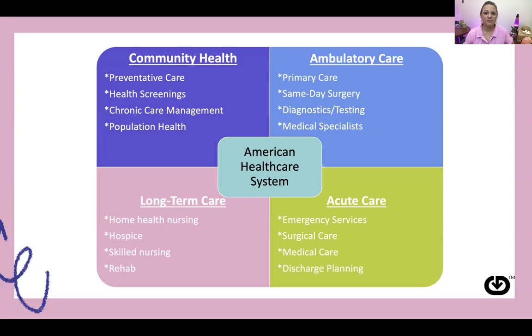Long-term care is for patients who have long-term chronic needs, things like home health nursing, hospice, skilled nursing, also known as nursing homes, and acute rehab facilities. And then finally, acute care. This is your emergency services, your medical and surgical care, as well as discharge planning from the hospital. Now, you can imagine that acute care is probably the most expensive resource of our American healthcare system. And we're really trying to move towards more community health, more ambulatory care, as they are much more cost-effective ways to care for people. Not to mention we keep people healthier that way.